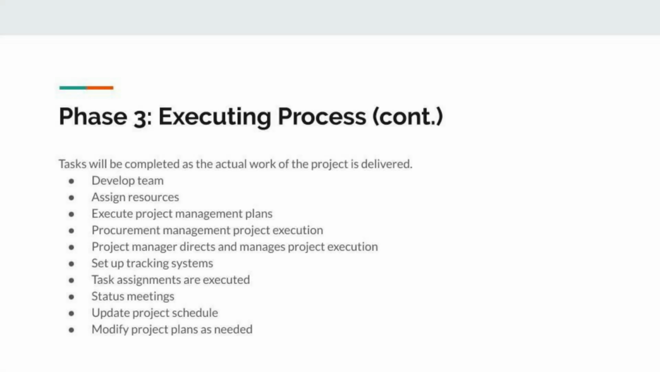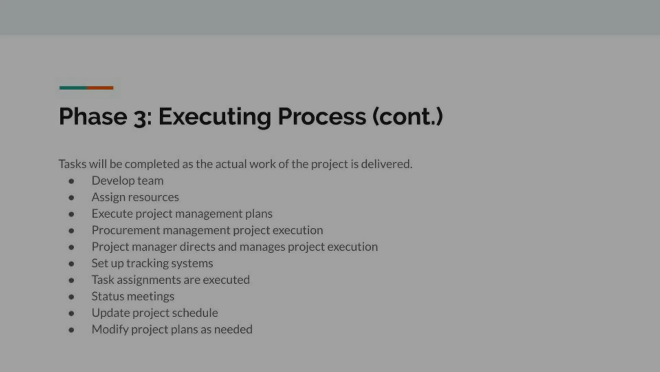In this slide, I will be talking about phase 3, the executing process, continued. Tasks such as developing teams, assigning resources, executing project management plans, procurement management, project execution being carried out, the project manager directing and managing project execution, setting up tracking systems, task assignments being executed, status meetings being held, updating project schedules, and modifying project plans as needed will be completed as the actual work of the project is delivered.